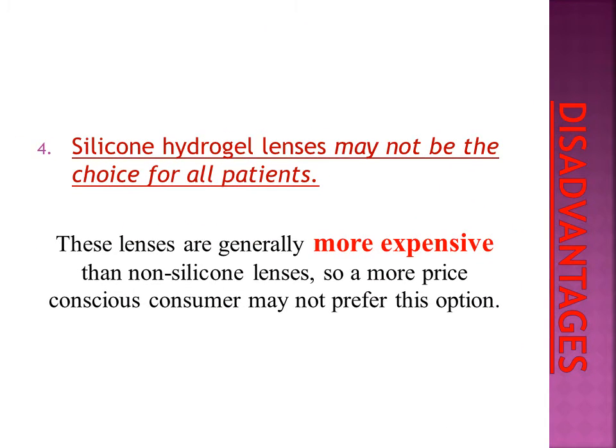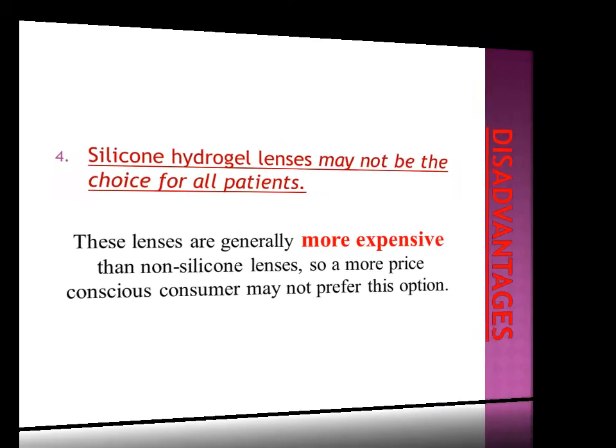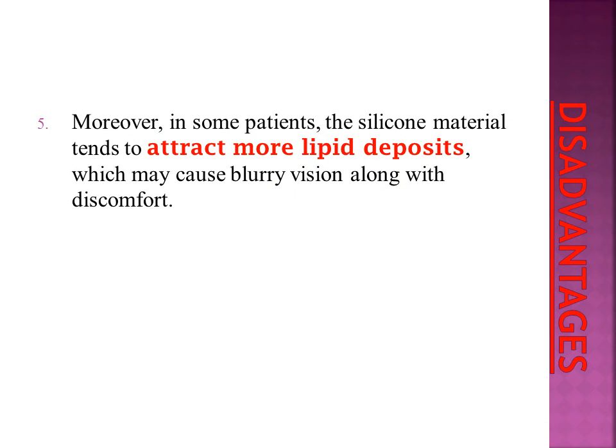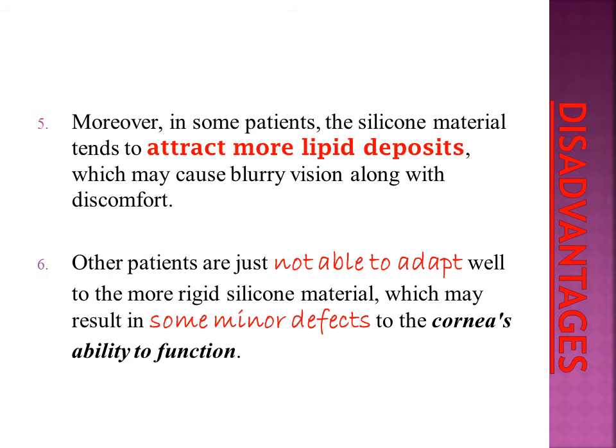In addition, silicone hydrogel lenses may not be the choice for all patients, as these lenses are generally more expensive than non-silicone lenses, so a more price-conscious consumer may not prefer this option. Moreover, in some patients, the silicone material tends to attract more lipid deposits, which may cause blurry vision along with discomfort. Other patients are just not able to adapt well to the more rigid silicone material, which may result in some minor defects to the cornea's ability to function.